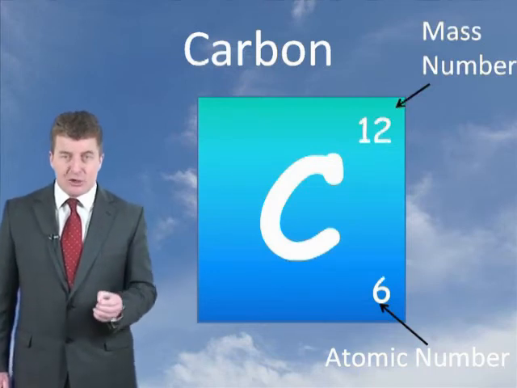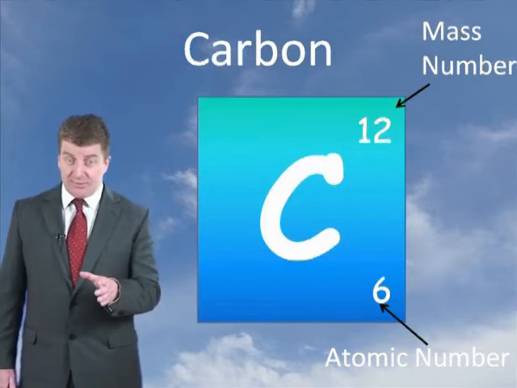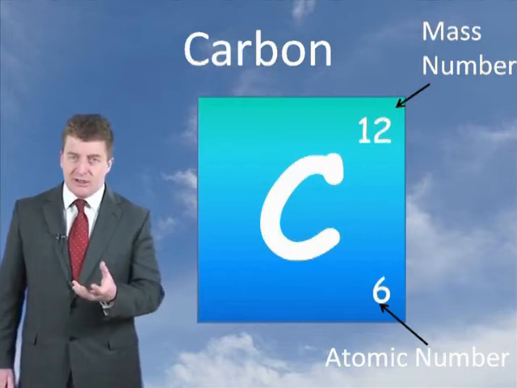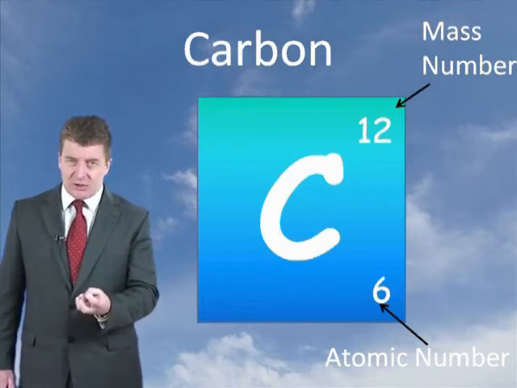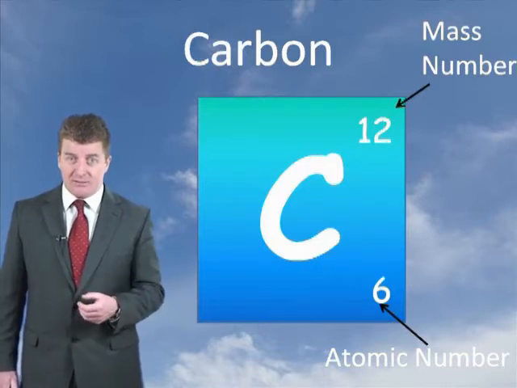And this is the number of protons and neutrons. Now, this tells you, it's 12, so that means it must have 6 protons because it's carbon, but it must also have 6 neutrons. To make a mass of 12, it's got 6 neutrons and 6 protons, and its mass is 12. That's the mass number.